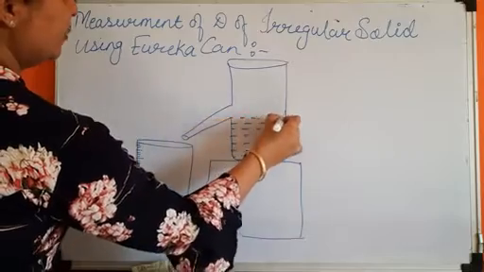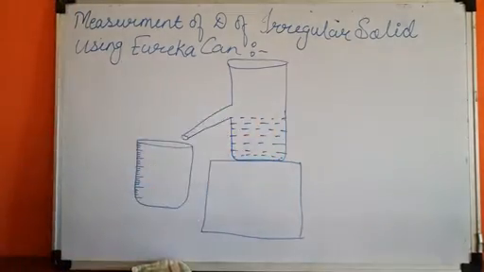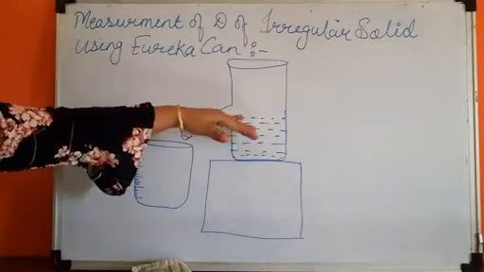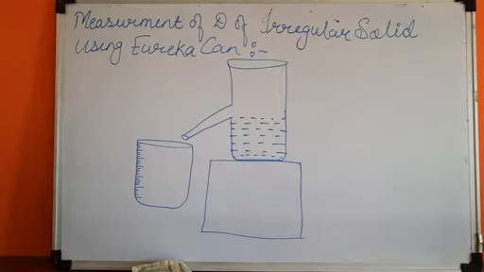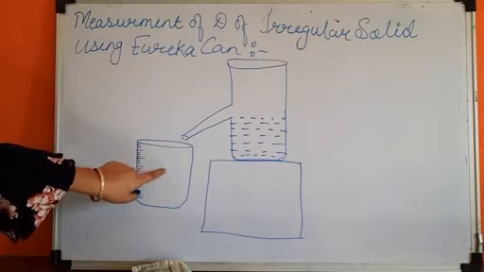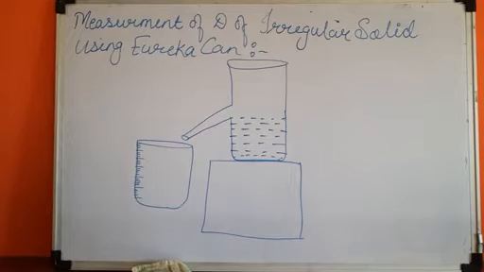This is the maximum point. This is the point of overflowing. After this, the water will overflow. So you have to fill this Eureka can up to this point. Under the spout of the Eureka can, place the measuring cylinder. Here we have to place a measuring cylinder under this spout.